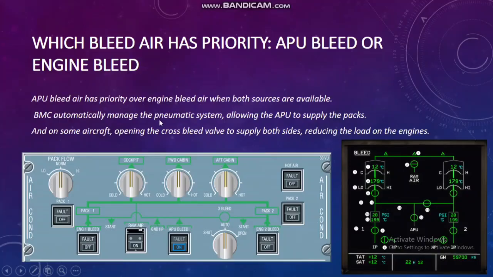And the BMC will automatically manage the pneumatic system, allowing the APU to supply the packs. So the BMC, bleed monitoring computer, will manage all the situations to allow the packs to operate. The BMC will automatically manage the pneumatic system to allow the APU to supply bleed air to the pack. So this is the scenario about the bleed priority.